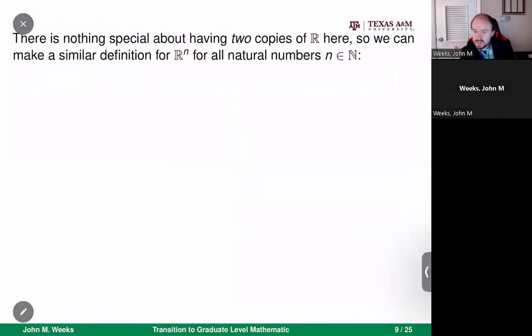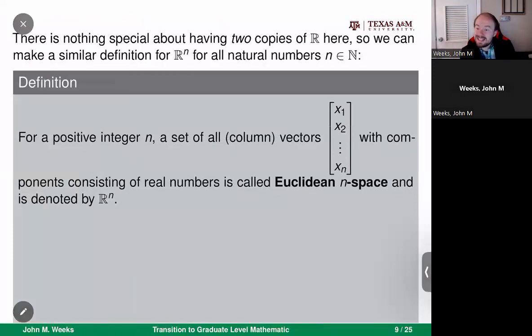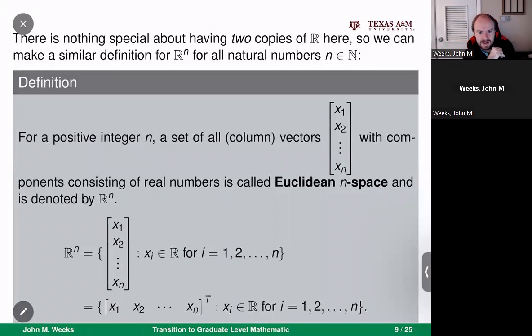Now, there's nothing special about having two copies of R here, so we can make a similar definition for Rn. That is, looking at Euclidean n space, or just n copies of the real numbers, all in Cartesian products with one another. Now we have column vectors that don't have 2 entries in them, we have n entries in them. So we take the set of all of these vectors, and for now we'll refer to them as column vectors, although that distinction is not too big of a deal for us, with components consisting of real numbers. And that's going to be Euclidean n space. That's what we're looking at here. N because of the number of components inside of this vector.